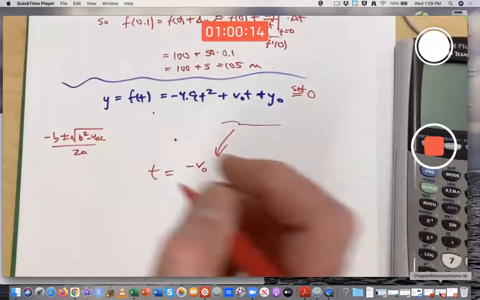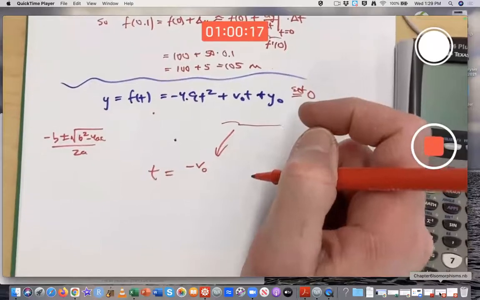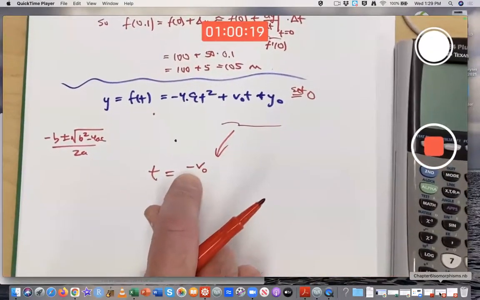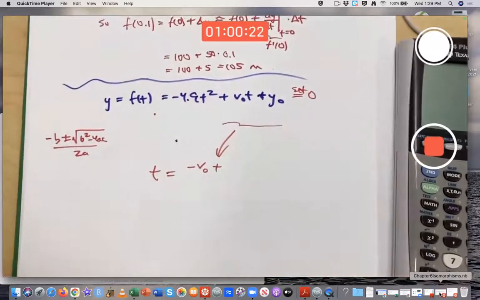Since we're after a positive root, and since this is negative, we can just take the plus. We don't have to do plus or minus.